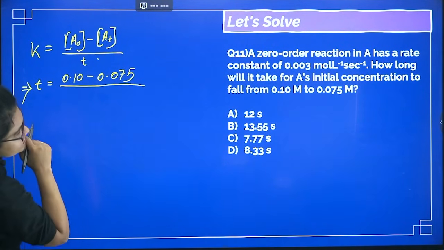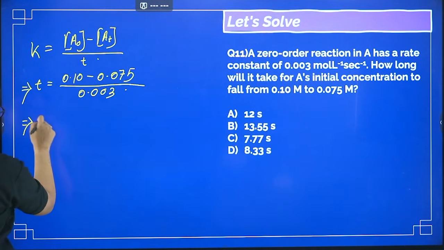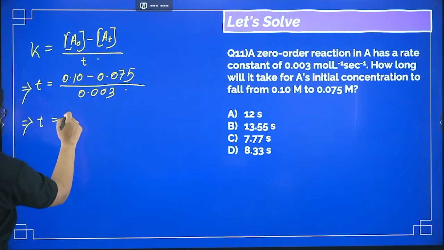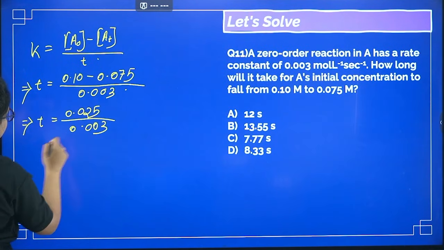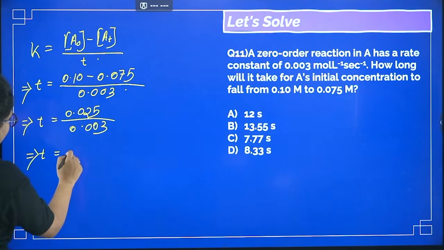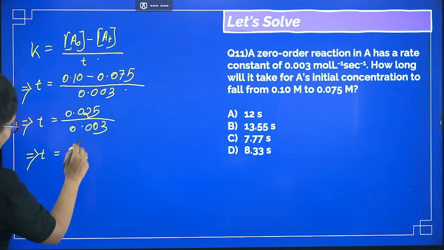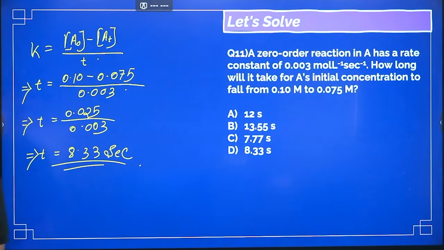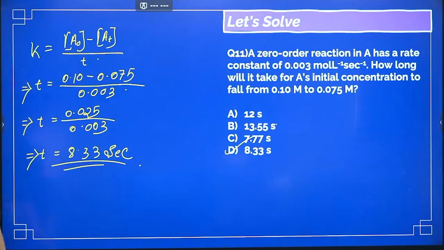K value is given as how much? 0.003. Okay, we just have to calculate this much. This will come to be 0.025, right? 0.025 divided by 0.003. If I calculate this, it will come as 8 point, what is the closest answer? 8.33 seconds. That's going to be the answer. So the correct answer is D. I guess it's clear to you.